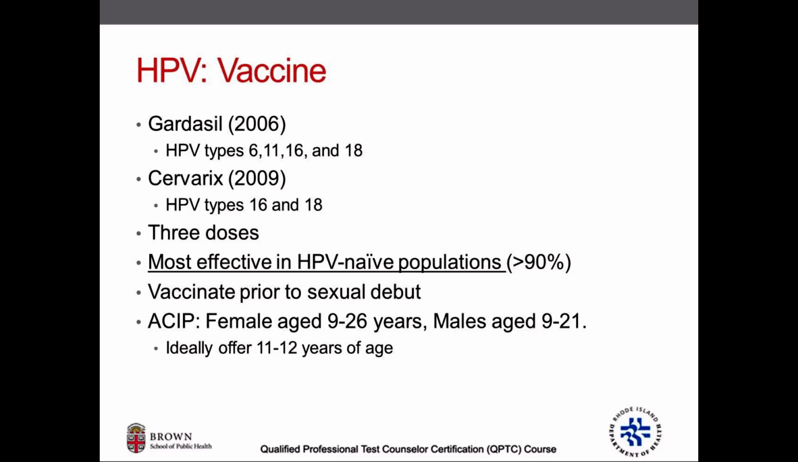This means that people should ideally be vaccinated prior to their first sexual experience. The vaccine guidelines of the United States do recommend that women aged 9 to 26 years of age and men 9 to 21 years of age be vaccinated. And ideally, you're offering this vaccine to individuals when they're 11 to 12 years of age.